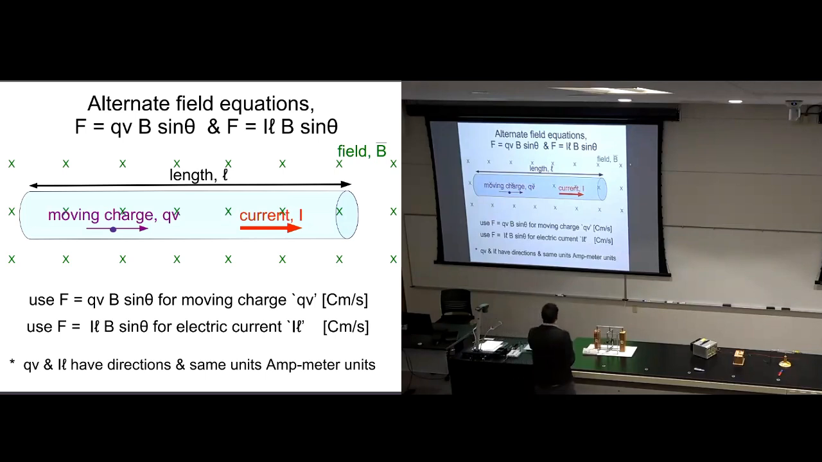The units of QV is easy to see. Sorry, it's coulomb meters per second. It's the units of charge times velocity. But actually, the units of IL are also coulomb meters per second. So they have the same units. Okay.